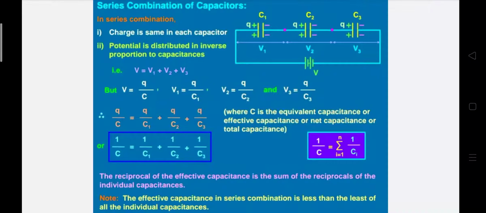So the charge remains the same in each capacitor. The potential V of the source is divided across each capacitor.